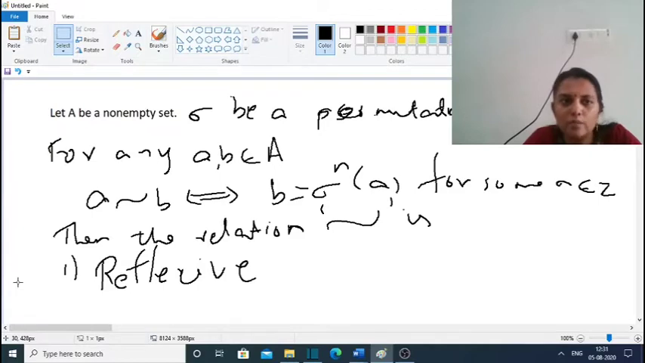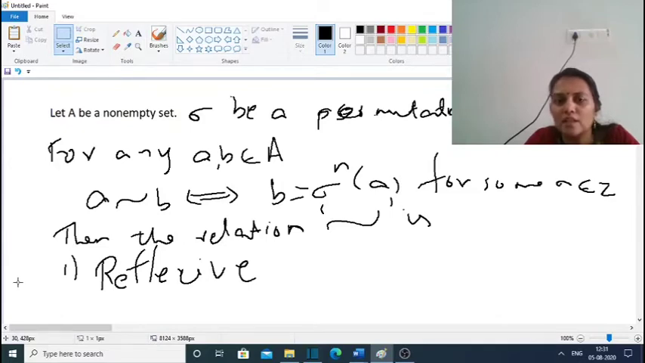So we have symmetric groups S_n, and now we have the concept of orbits. Before the concept of orbits, we have to show the equivalence relation in permutations relating to orbits. Consider a non-empty set A and sigma a permutation defined on it. For any a, b element of A, a is equivalent to b if and only if b is equal to sigma raised to n of a for some n element of Z.